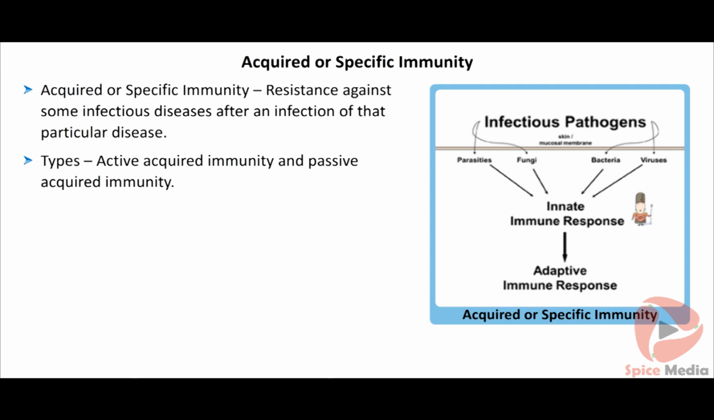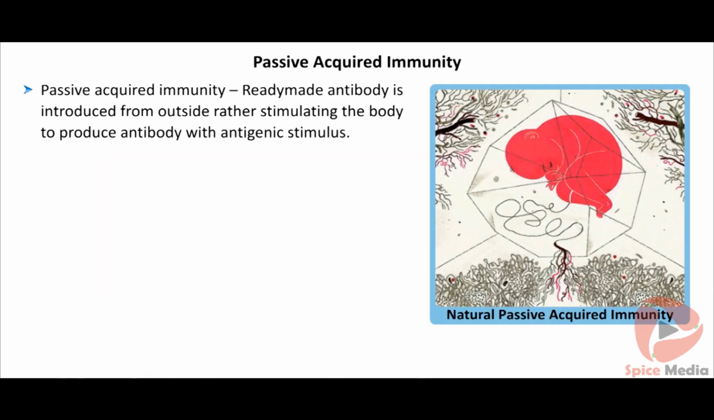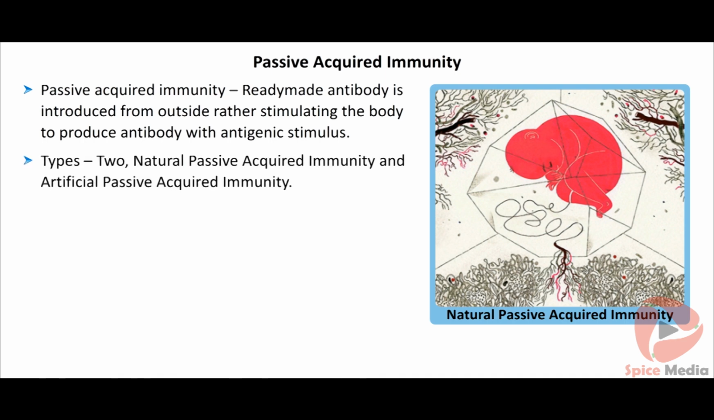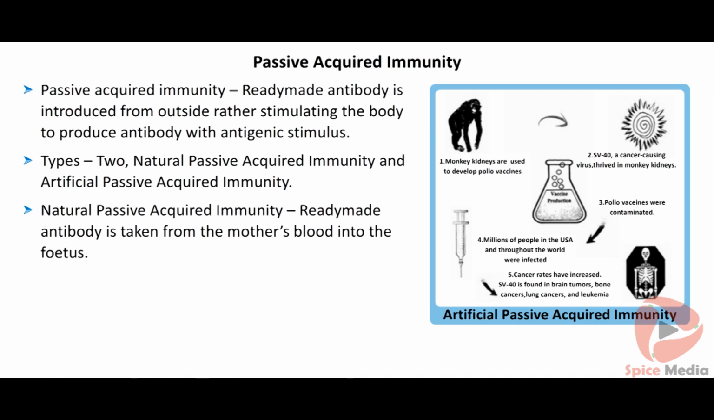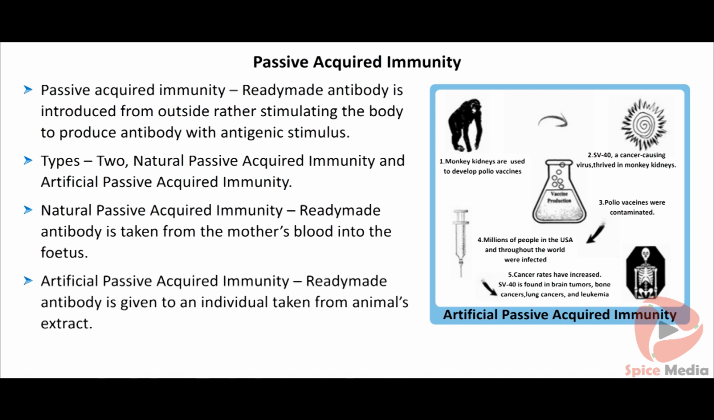Acquired immunity is again divided into active and passive. In case of active acquired immunity, antibodies are produced by antigenic stimulus, whereas in passive, it is preformed from birth. Active acquired immunity in turn is divided into natural and artificial. Natural active acquired immunity is developed after recovering from a particular pathogenic infection, but artificial active acquired immunity is developed by administering vaccines. Passive acquired immunity is again divided into two types, namely natural passive acquired and artificial passive acquired.